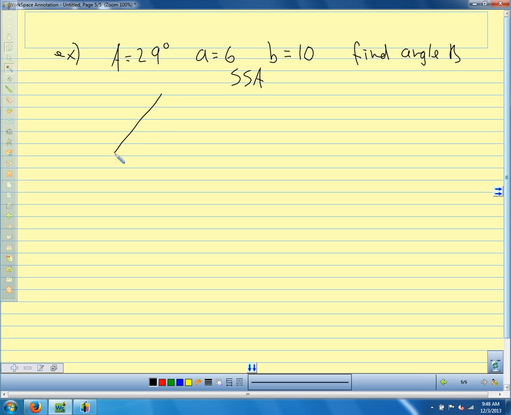So let's draw out our possibility here. I'm not going to connect until I know for sure. This is 10, this is 6, and angle B would be down here. All right, so 6 is less than 10. We need to figure out how 6 compares to the height of the triangle. So let me draw my height here.